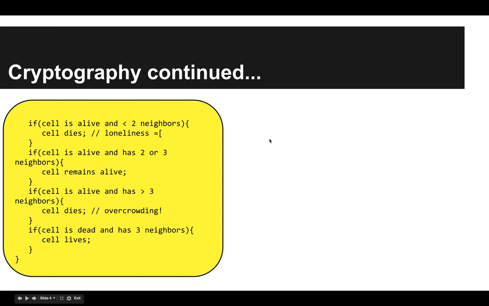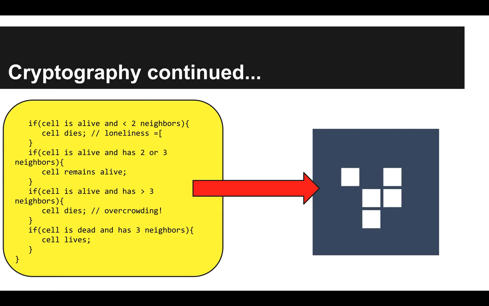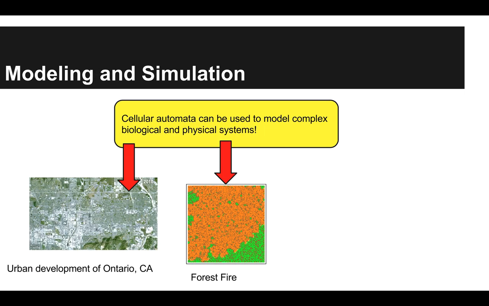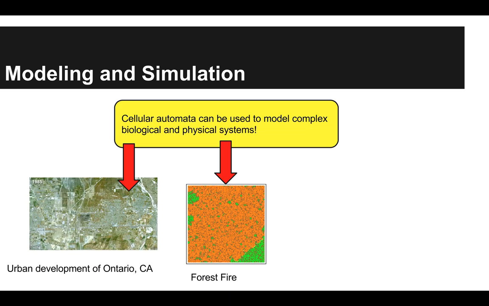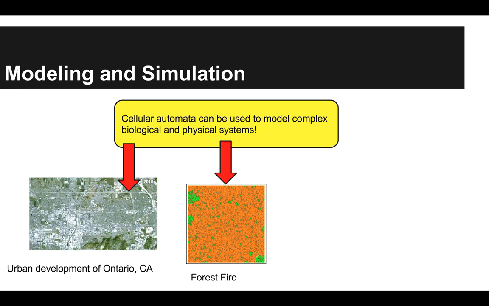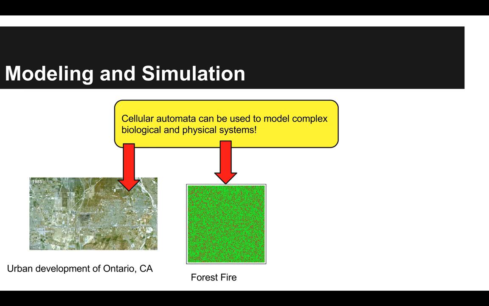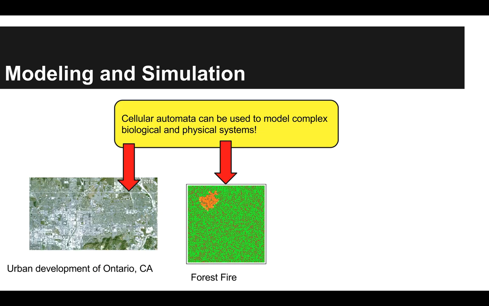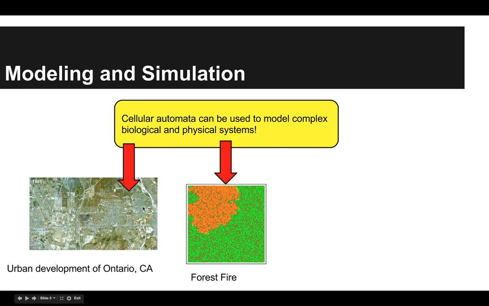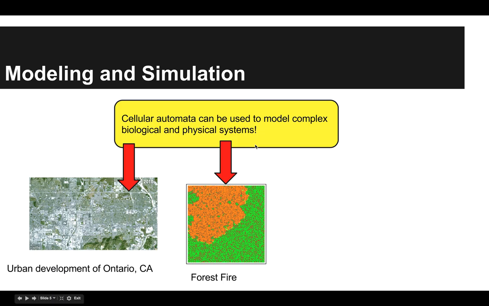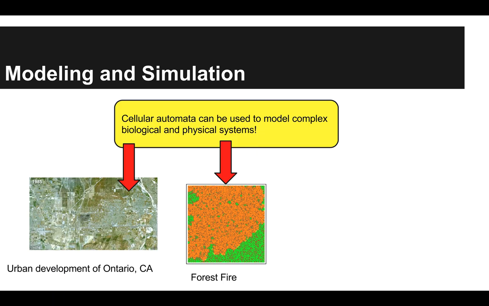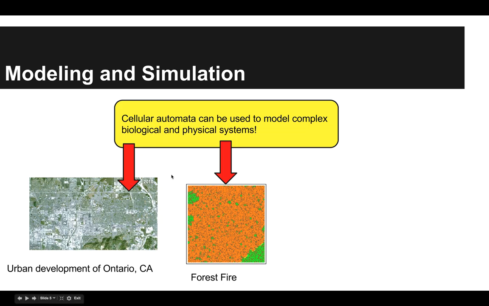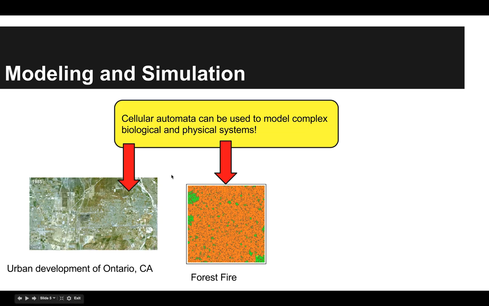So what we'll see next is another application of cellular automata, which is modeling and simulation. Currently, a lot of modeling and simulation is done using heavy math, equations, computations, but given the simplicity of cellular automata and the complexity that it ends up producing, it seems very fitting to do a lot of the modeling and simulation using cellular automata.